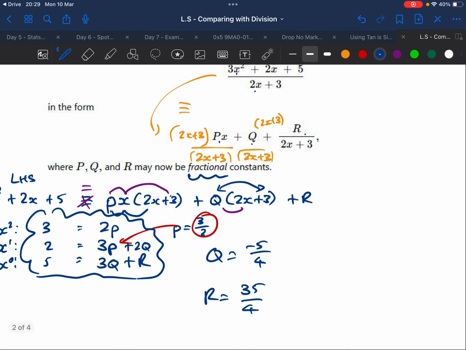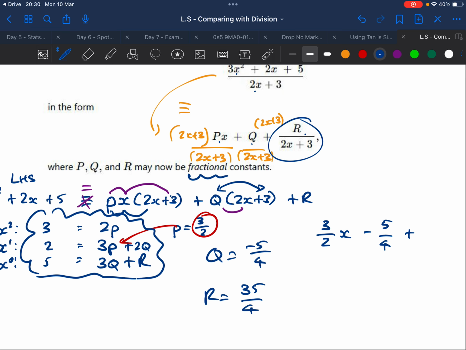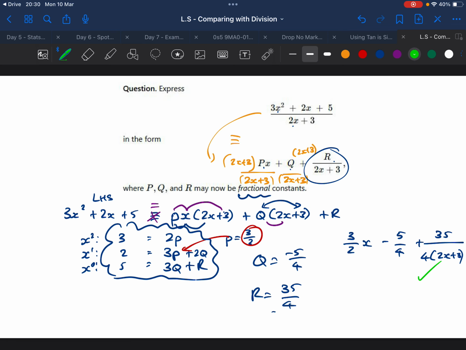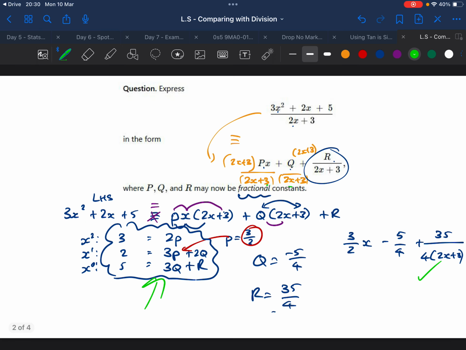Writing these back in neatly, lots of ways you could do this, but it will be something like 3 over 2x minus 5 over 4 plus, if you want to see a different way that you write this fraction, you could do something like this. You can say 35 and you can put the 4 in the denominator, so something like this. So I hope you found that useful. The idea is that if we know the format of what it's going to look like, we can match it up by giving everything the same denominator, and we do our steps of comparing our coefficients. And it's a nice shortcut that you can use. It comes up in a few places.